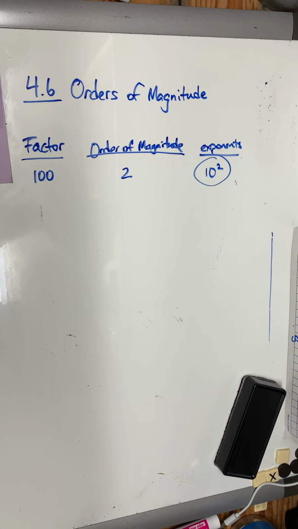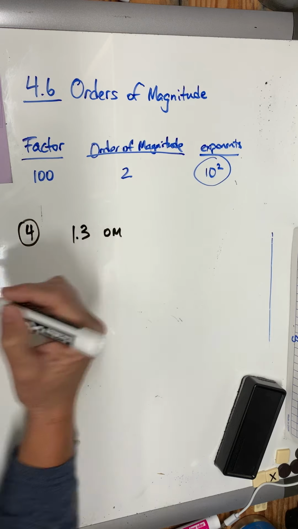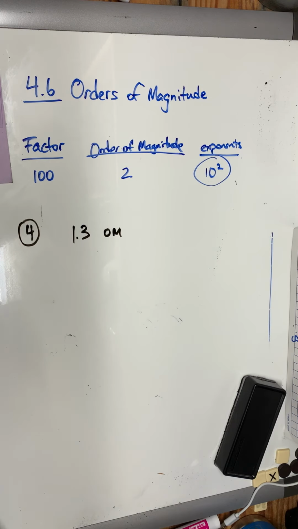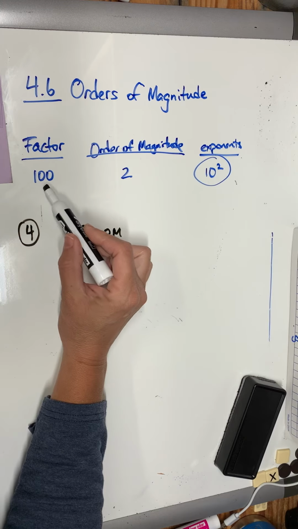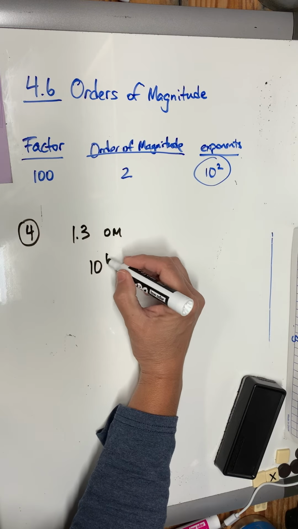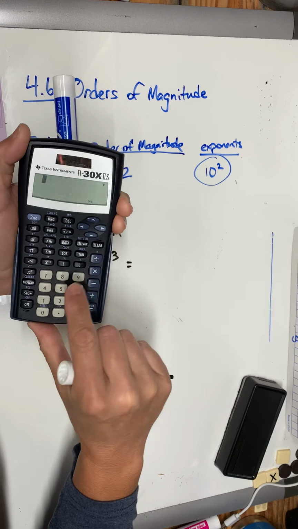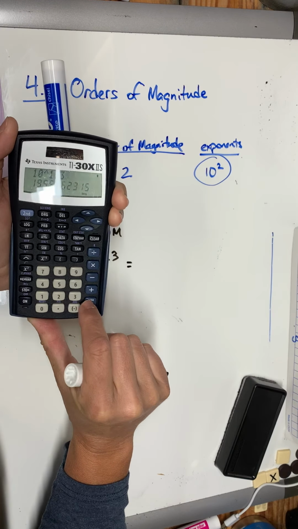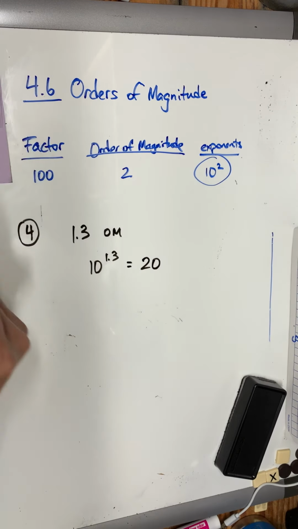Question 4 on mine says if a star increases its luminosity by 1.3 orders of magnitude, by what factor does its luminosity increase? So again, if my order of magnitude is a decimal, I can't just write 1.3 zeros. That doesn't make sense. So I'm going to use my exponents. So I'll do 10 to the 1.3 power. So 10 raised to the 1.3 equals 19.9. They want me to round it to the nearest whole number, so I get 20 for that one.